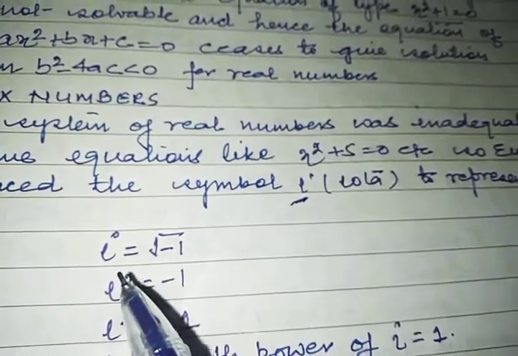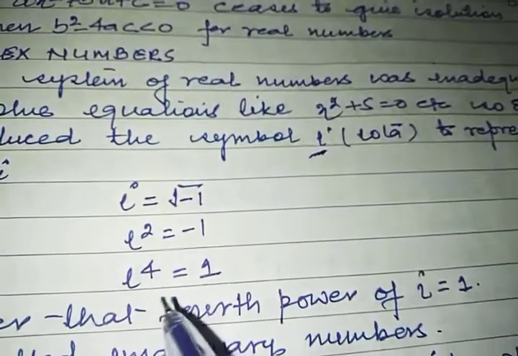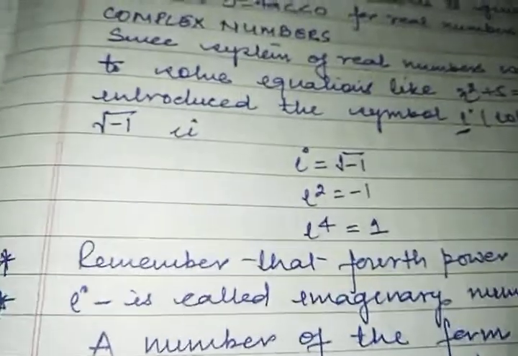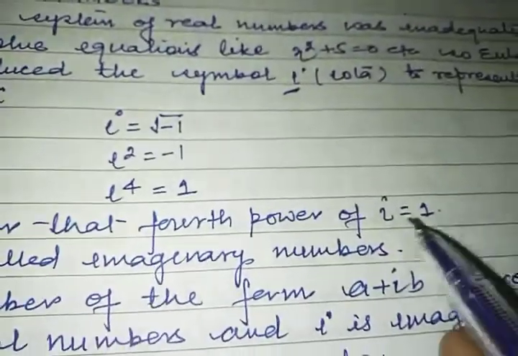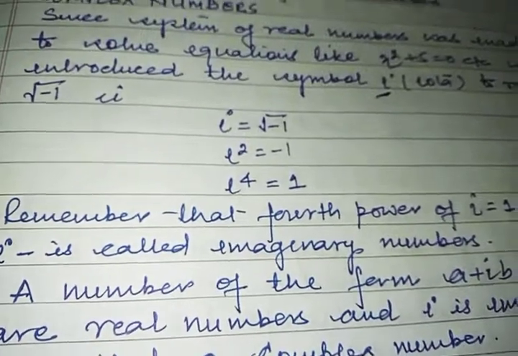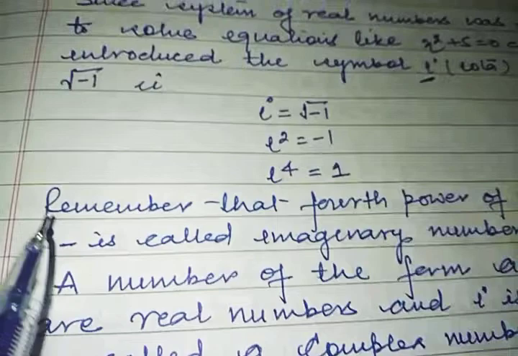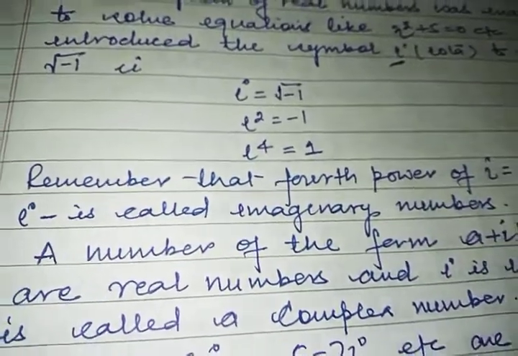Okay, i is equal to under root of minus 1, so i square will be minus 1, and thereby i to the power 4 will be equal to 1. So the fourth power is always equal to 1, just remember, okay. And i was called an imaginary number.